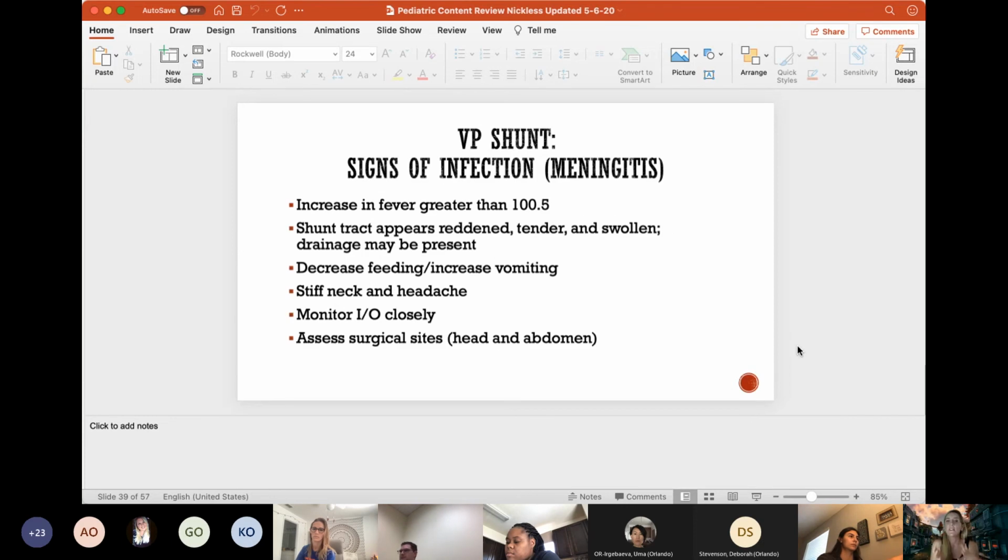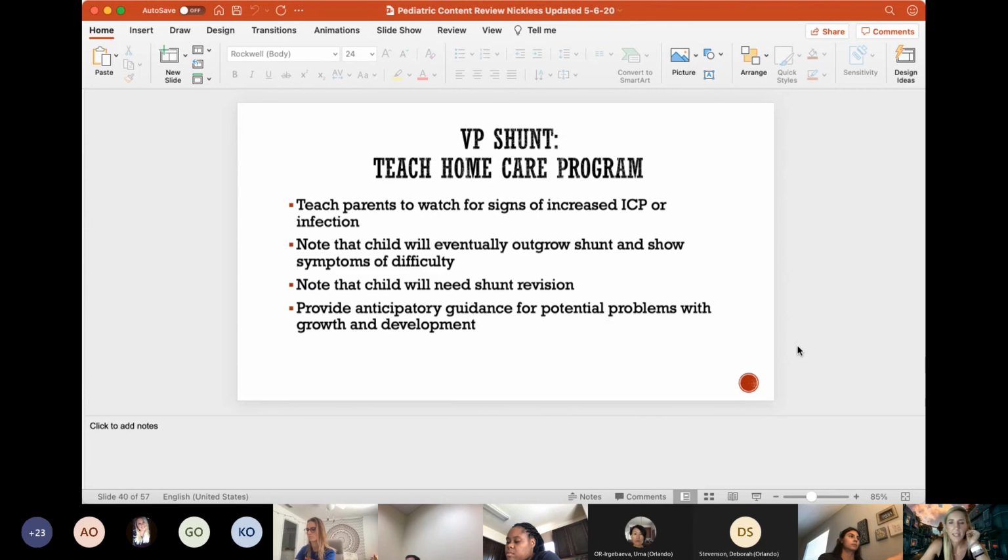We do know they can get infected, so anything over 100.5, they're going to have to come to the ER for. And actually, if they don't have hair, you'll be able to see that swelling. They may have a stiff neck. We'll need to monitor I&O closely. And a lot of times they will do a tap at the bedside where the doctor will literally tap and pull off fluid at the bedside. So the biggest thing is to watch for increased signs of ICP. And then obviously we have to prepare them for multiple surgeries.